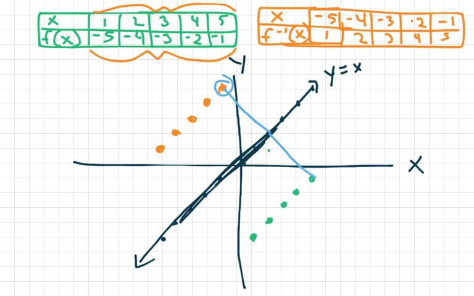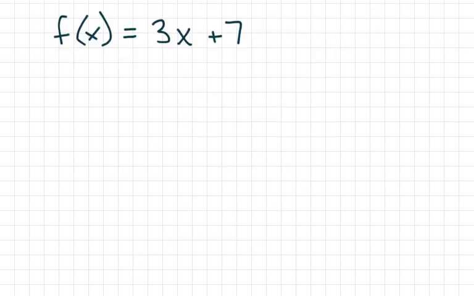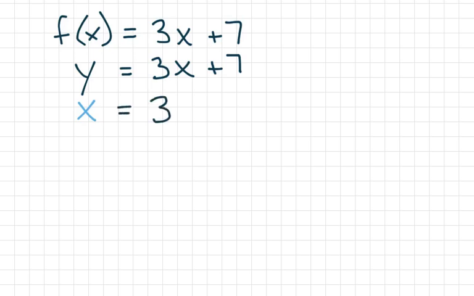All right, let's go ahead and go on to equations. So we're given an equation, f of x equals 3x plus 7. First thing I'm going to do is replace the f of x with a y. The next thing I am going to do is switch my x and my y. Literally, everywhere there was a y I put an x, and everywhere there was an x I put a y.